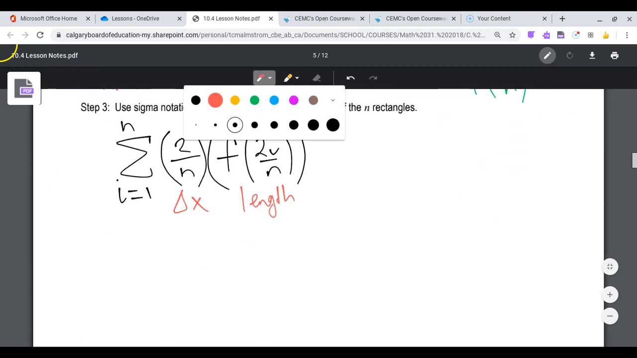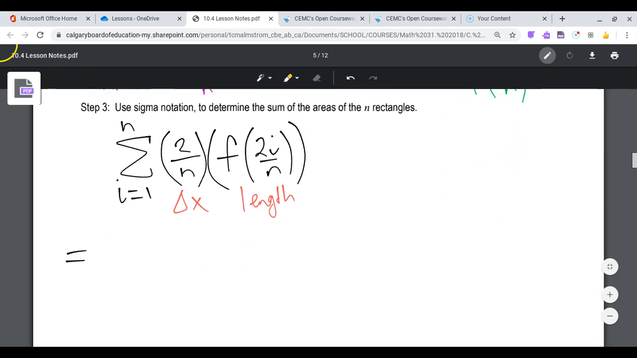Okay, you might have to write small. So you can't drop your sigma notation until you can get to a spot where we can use one of those funky formulas from the front. It's kind of like the limit guy. So we're adding up the sum of 2 on n times f of 2i on n.